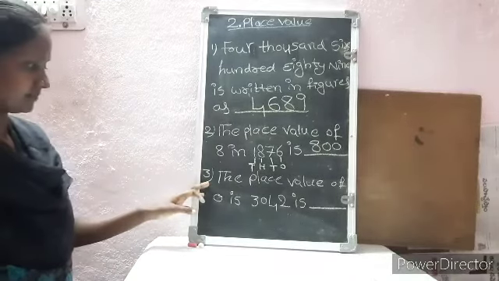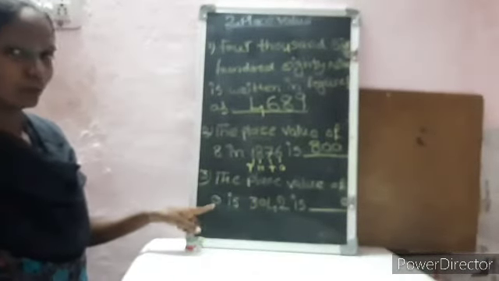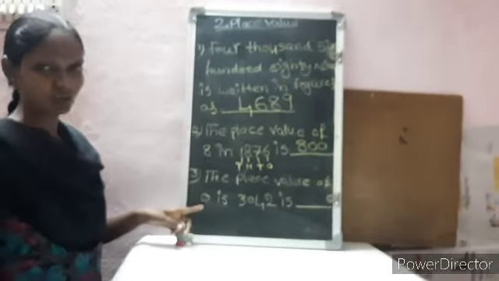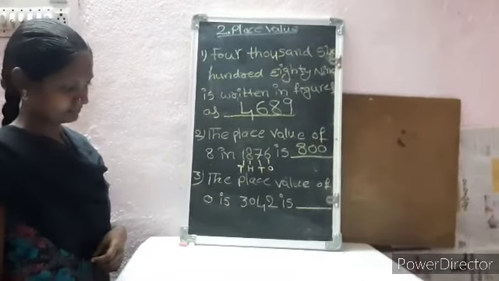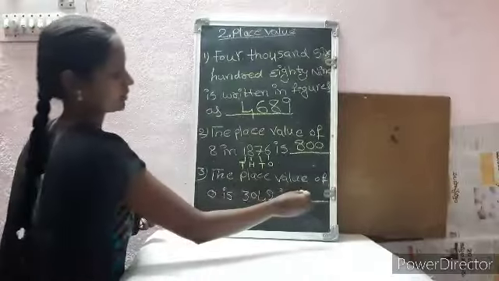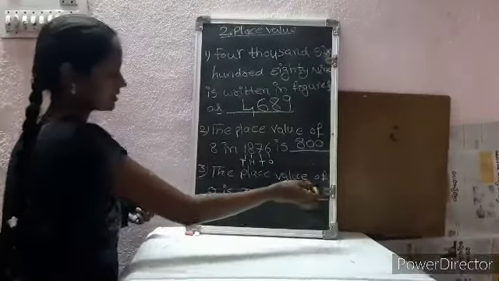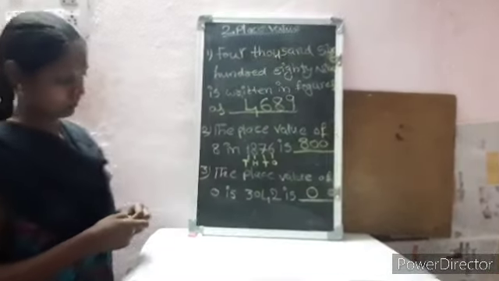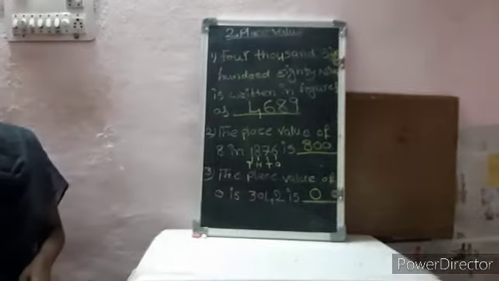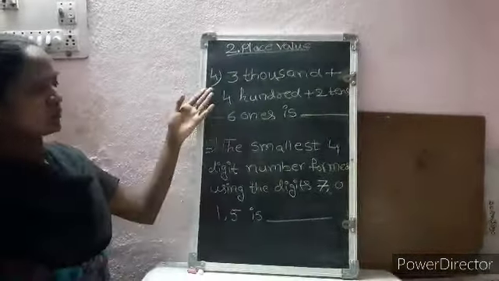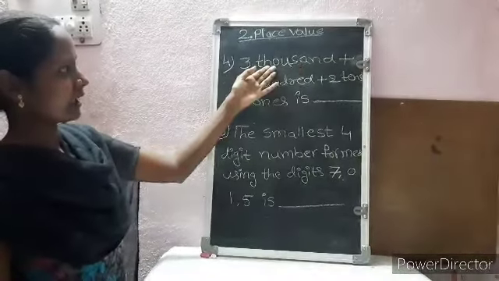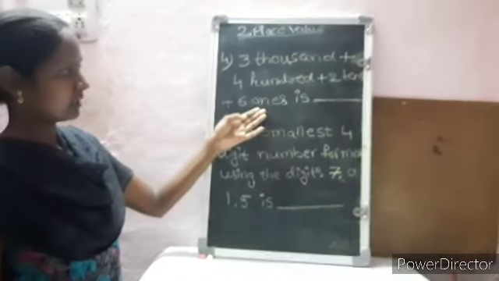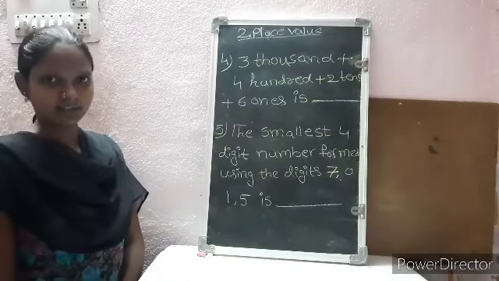Now, third question. The place value of 0 in 3042, what is the place value of 0 in this number? 0. Here written 0 because 0 is 0. There is no value to the 0. Now, my dear students, fourth question. 3000 plus 400 plus 2 tens plus 6 ones. My dear students, write in figures.